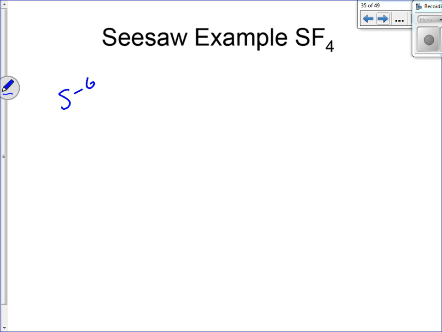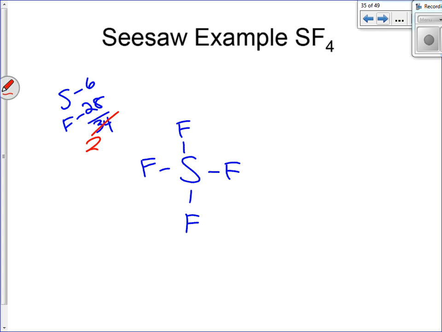So the S brings in 6, the F's 28, so that's what, 32, right? 34, you're right. Can't count today. All right, 34. We need 34. There we go. Attach your F's. All right, so 8 are gone. How many do we have left? 26, right? Now each F needs how many? 6, and there's 4 of them. So that's only 24, right? So I'm going to put on my 24.